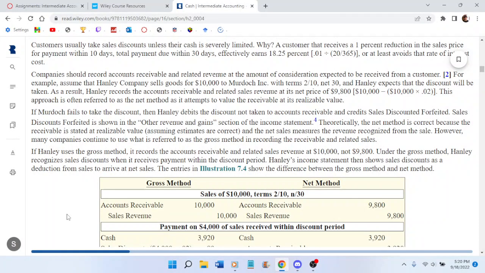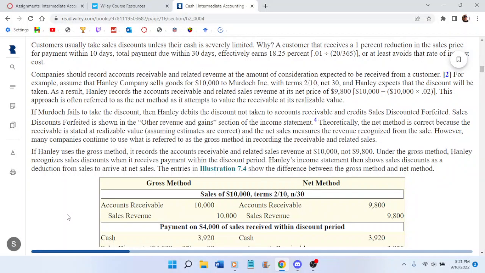Hanley Company sells goods for $10,000 to Murdoch Incorporated, with terms 2/10 net 30. Hanley expects that the discount will be taken. Hanley records the accounts receivable and related sales revenue at its net price of $9,800, which is $10,000 minus the 2%.